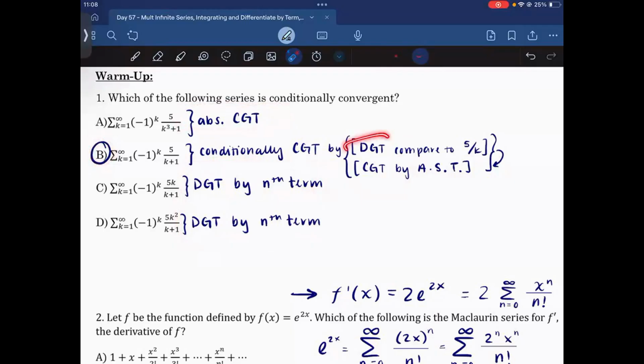It originally is divergent compared to 5 over k, or 1 over k, whatever you would like to put, but that's for the absolute convergence test right here, and then we focus on this, which would be the alternating series test. So it is conditional because it is alternating.